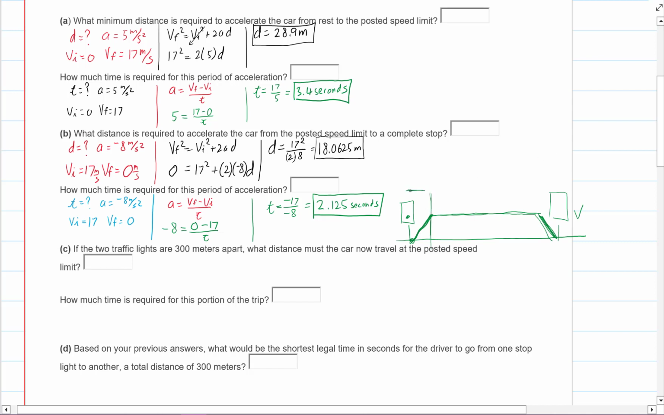So we know the distance here. We know the distance here. And we know that the total distance is 300. So this distance is 28.9. And this distance is roughly 18.06. And the whole distance is 300. So 300 minus the 28.9 and also minus the 18.0625. Because this is the total distance minus the two other ones, will be the distance in between the lights.